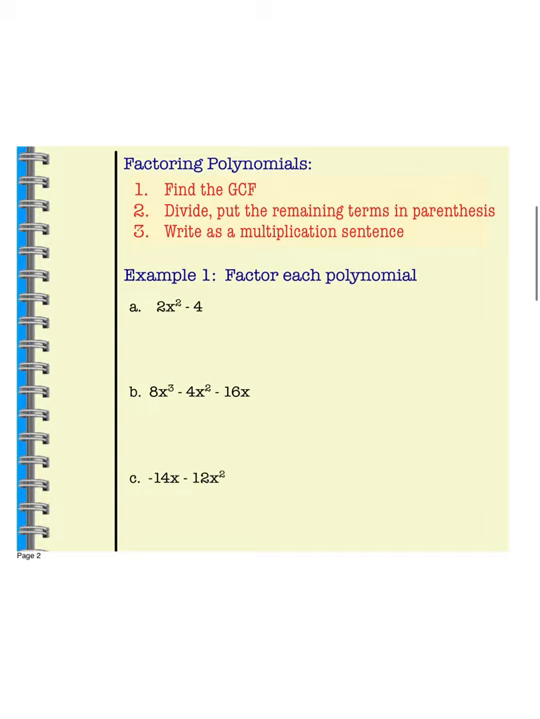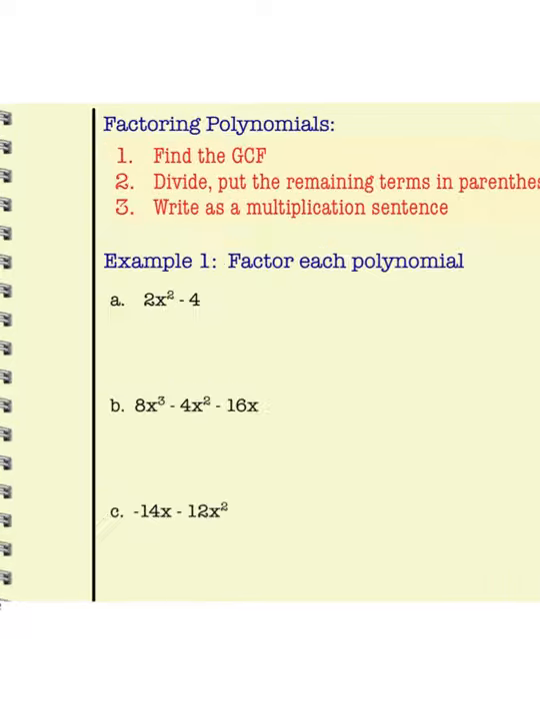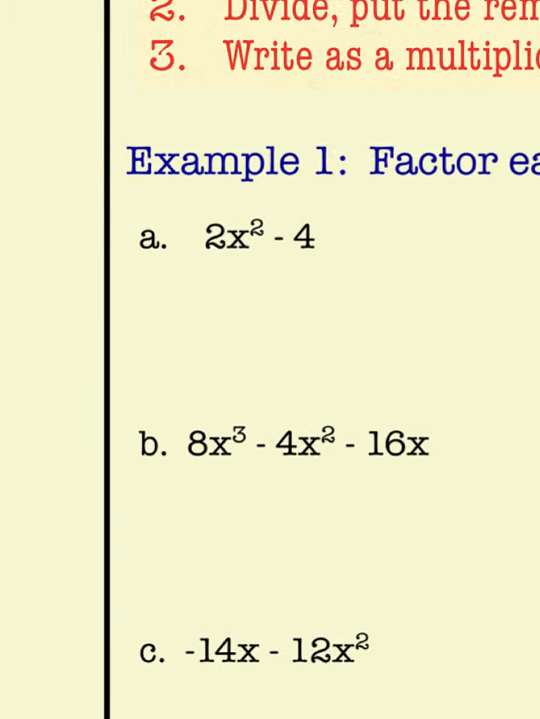For example 1, I have 2x squared and 4. The second term, 4, does not have an x, so my GCF will not have an x, but both 2 and 4 are divisible by 2. So my GCF of 2x squared and 4 is 2. Step 1, find the GCF. GCF is 2, done. Step 2 is to divide all of the terms by the GCF.